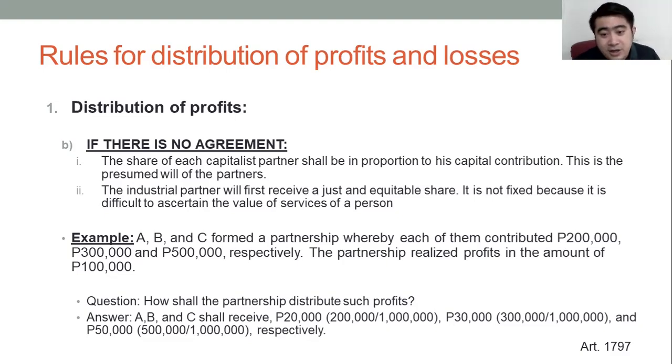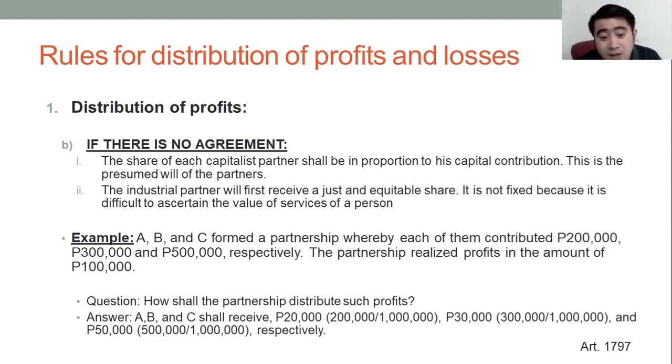The partnership realized profits in the amount of 100,000 pesos. So the question is, how shall the partnership distribute such profits? So si A shall receive 20,000 pesos, si B, 30,000 pesos, at saka si C, 50,000 pesos. Paano kinuha yung amount niyan, class? Ratio and proportion, class, no?